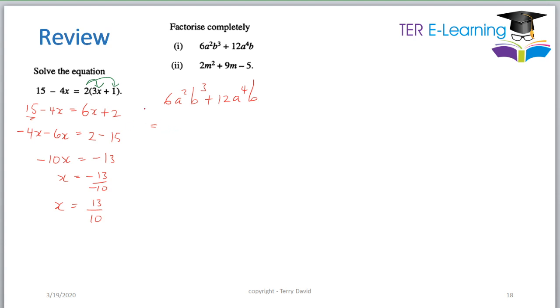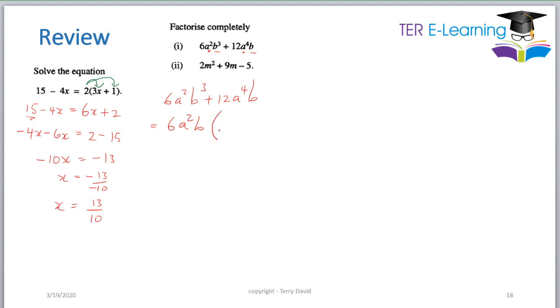So you have 6 and 12. The HCF of 6 and 12 is actually 6. So we're going to factor out the 6, right? So we've dealt with the whole numbers. Then look at the a now. You have a squared and you have a to the fourth. The HCF of those 2 variables, right, is actually a squared. Remember, HCF is your highest common factor. Right, and then we need to look at the b. You have b cubed and you have b. So the HCF of b cubed and b is actually b.